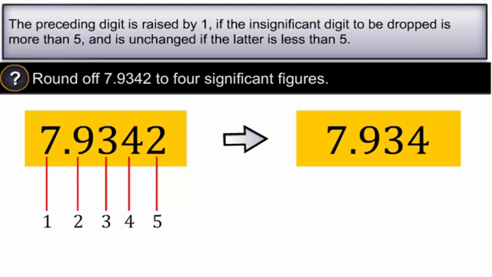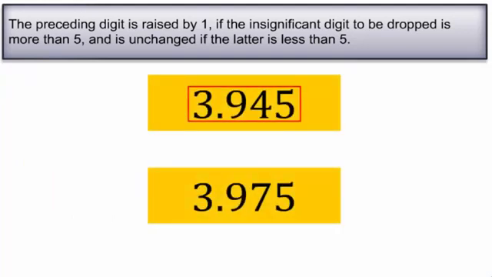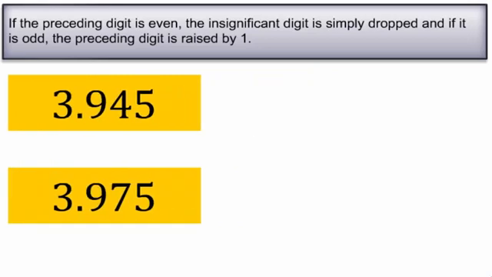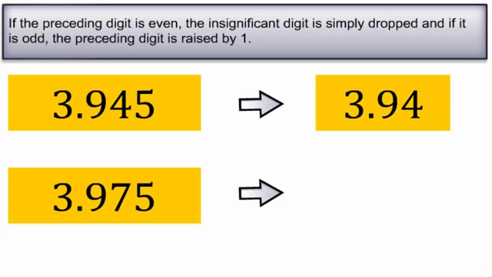Now, consider 2 numbers 3.945 and 3.975. Let us round them off to 3 significant digits. In this case, the insignificant digit to be dropped is neither greater than nor less than, but is equal to 5 in both the given numbers. To do this, we have another convention, which states that if the preceding digit is even, the insignificant digit is simply dropped, and if it is odd, the preceding digit is raised by 1. Thus, the answers are 3.94 and 3.98 for the rounded off numbers as shown.